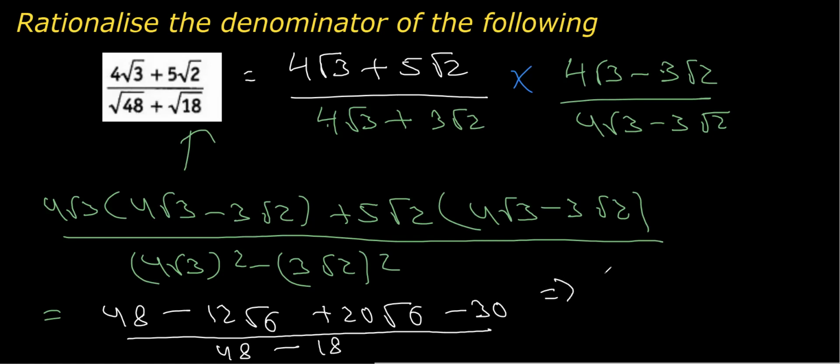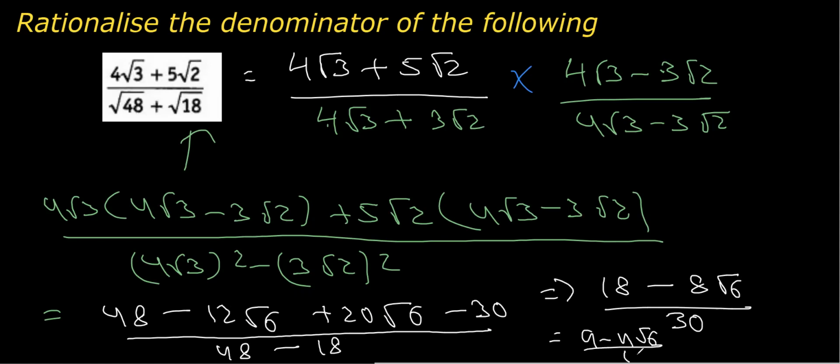Now post that, we'll be combining the like terms here, that is 48 minus 30 is 18. And then we have these two like terms, which is positive 8 root 6. That divided by 48 minus 18 comes out to be 30. So we may reduce by taking common and write it as 9 minus 4 root 6 divided by 15. That's the end of this question.